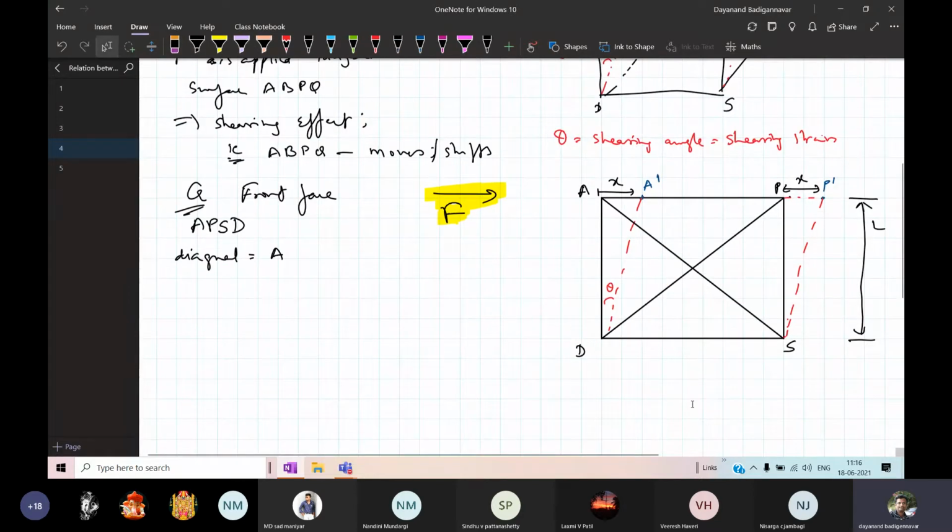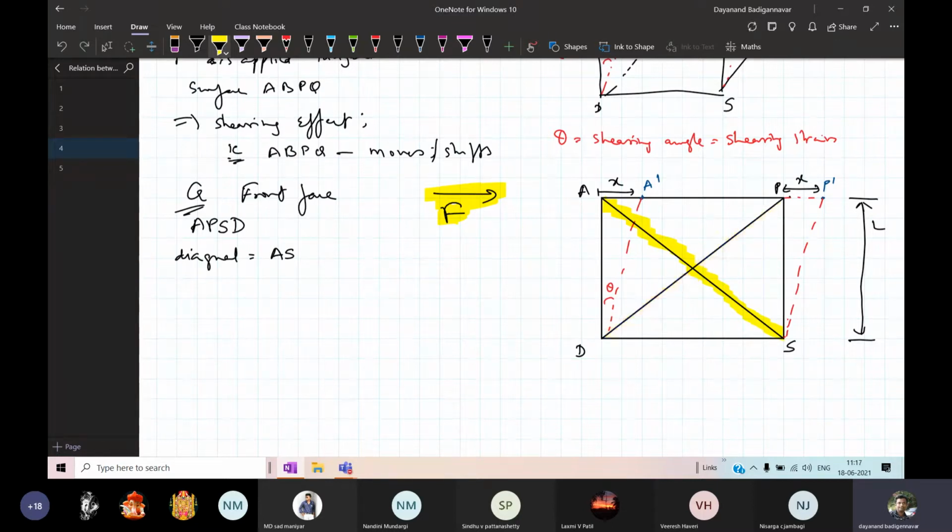Okay, so this is the diagonal. What is the diagonal? Diagonal is AS. So this is the diagonal AS. You can see the diagonal. What is the other diagonal you have? The diagonal DP. This is the other diagonal. So what is the length of these two diagonals?